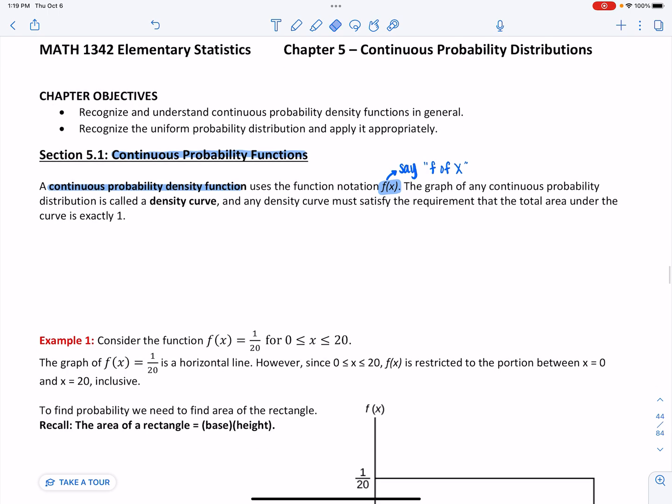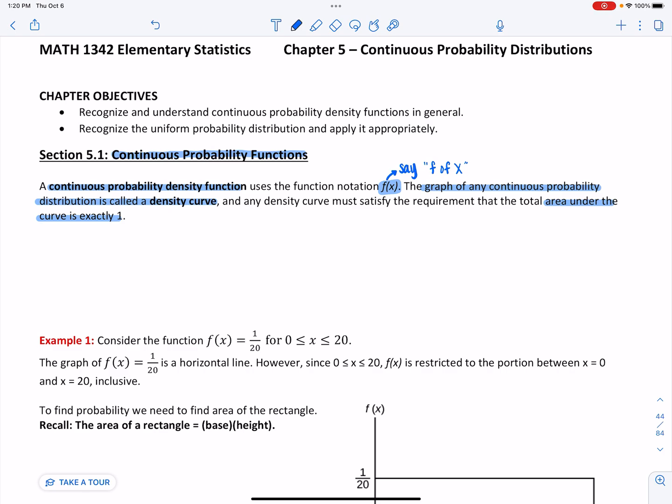The graph of any continuous probability distribution is called a density curve, and any density curve must satisfy the requirement that the total area under the curve is exactly 1. There's a couple of important things in here. The graph of the distribution is a density curve, and the area under that curve will always be 1.